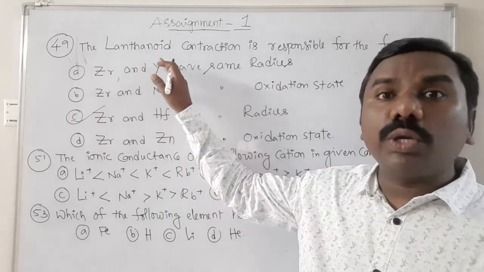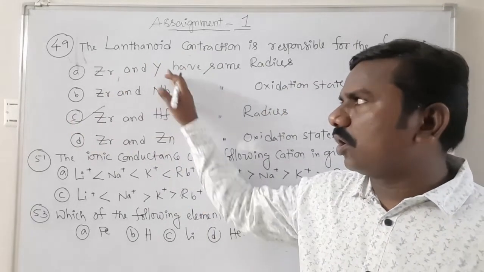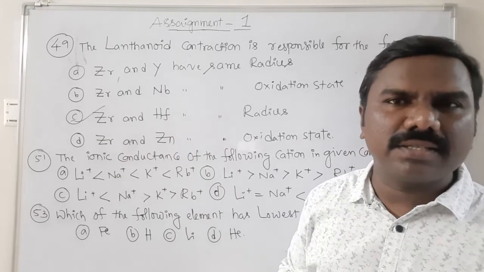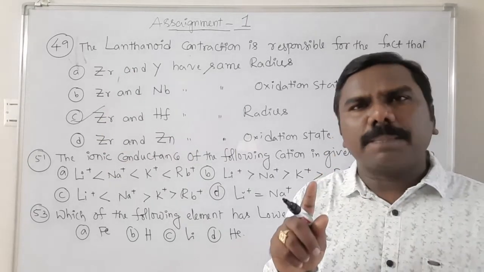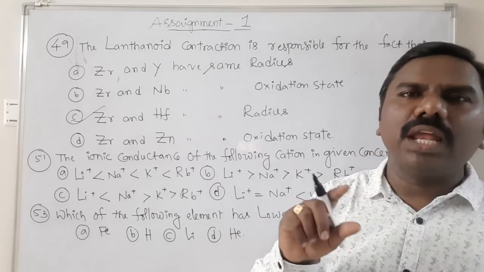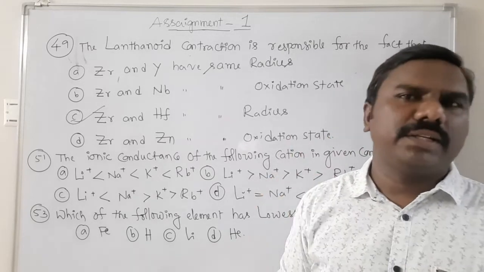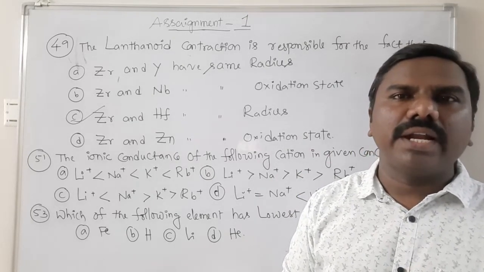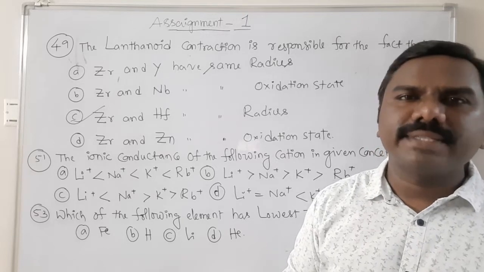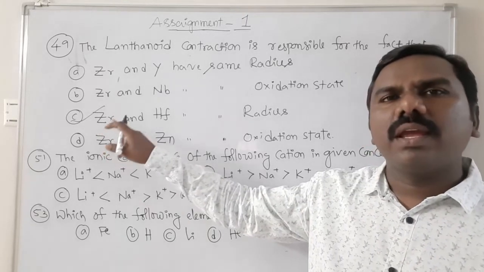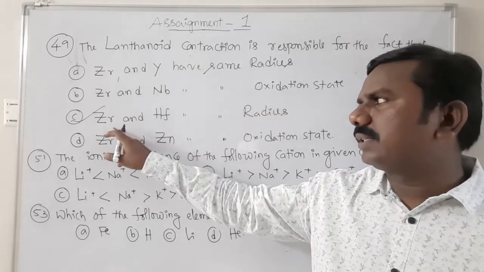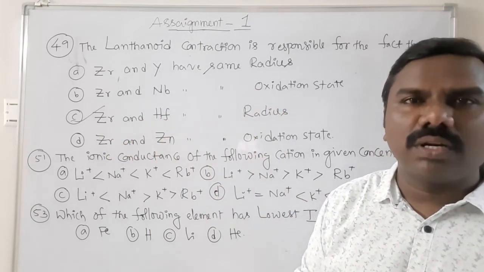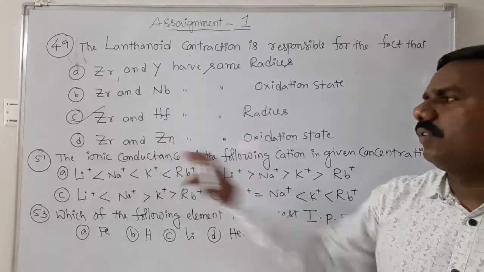Remaining wrong. Zirconium and yttrium. Yttrium is a 3D series. Wrong it is. Zirconium and nobelium. Wrong that is. Zirconium and zinc. Zinc is 3D series, not 4D series. There is a size same in 4D as well as 5D. Due to poor screening effect of 4f orbitals, the size of 4D and 5D series elements will be same. Zirconium is a, which one, that is 4D series element. Hafnium is a 5D series element. Both are having same size. That's called lanthanoid contraction. Next, 51 students.